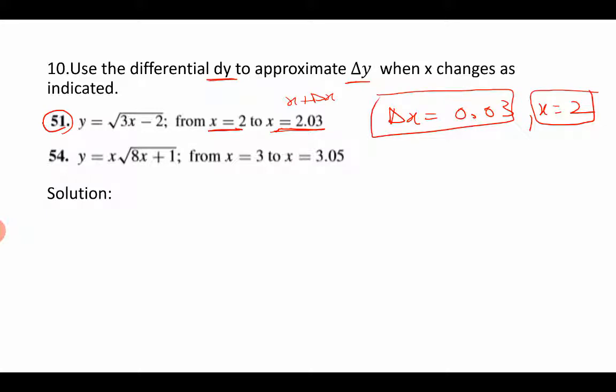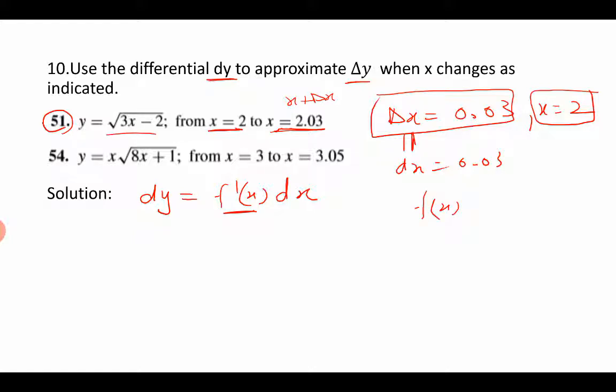And what we are going to do is to find dy. The formula for dy is f prime of x times dx. And we assume dx and del x are equal. Dx is nothing but del x. Dx is 0.03. So that is it. The only thing needed is the f prime. What is f of x? F of x is the given function, which is 3x minus 2 to the power half.